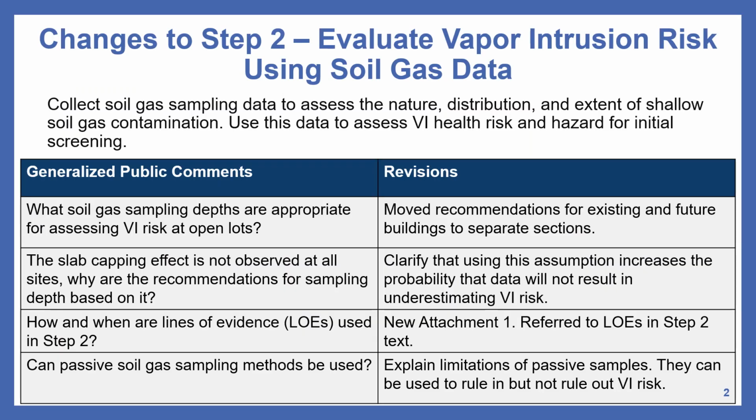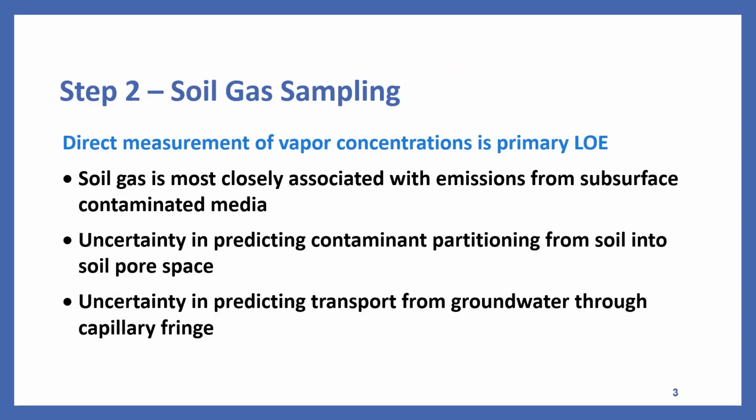In response to public comment, the final draft supplemental vapor intrusion guidance was revised: 1, to clarify recommendations regarding soil gas sampling depths for existing and future buildings; 2, to clarify recommendations regarding how the capping effect impacts soil gas sampling design; 3, to add an attachment describing lines of evidence and their use; and 4, to explain the limitation of passive samples. Step 2 describes a general strategy to integrate vapor intrusion screening into overall soil gas contamination investigations.